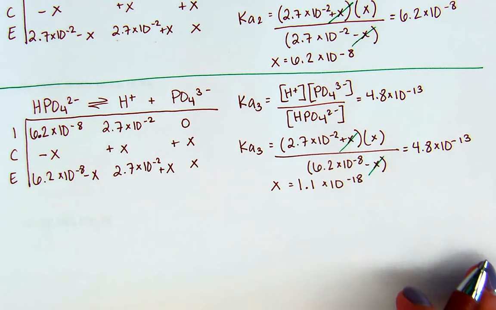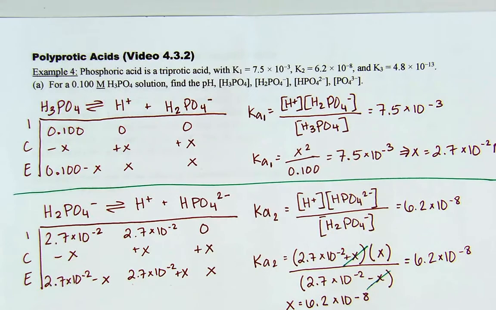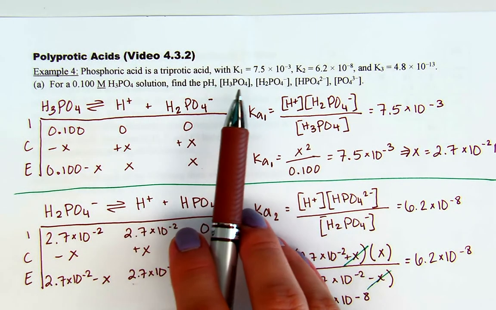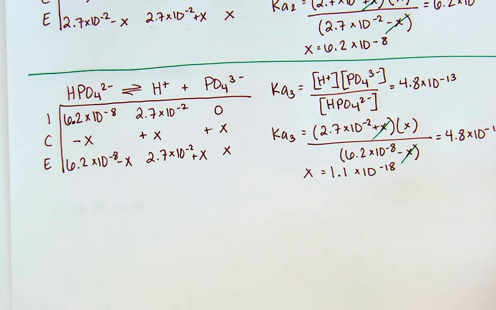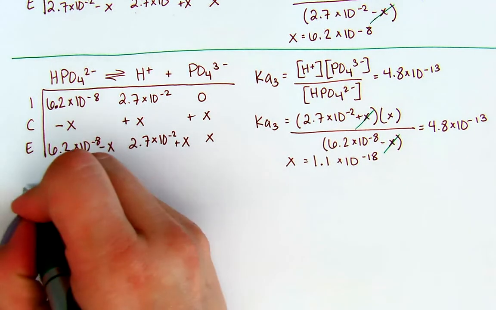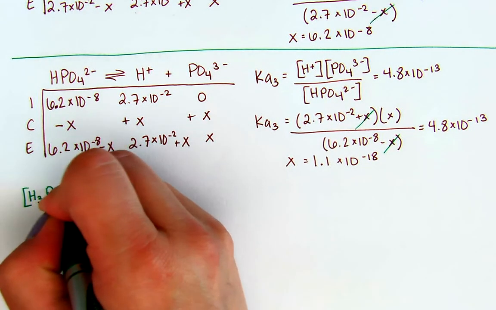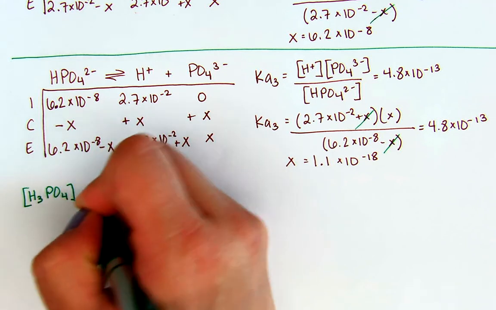Alright, so now I've figured out all of these different steps, all these different dissociations, and now the problem is asking me to find the pH and the concentration of all the species there. So let's go ahead and do that. So let's first do the concentration of phosphoric acid. So the concentration of H3PO4.